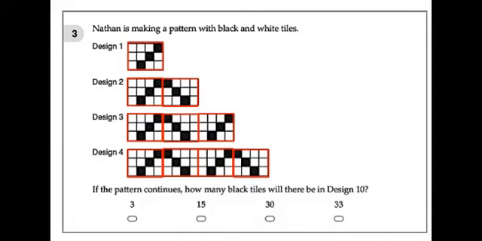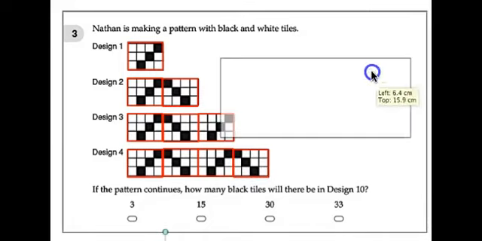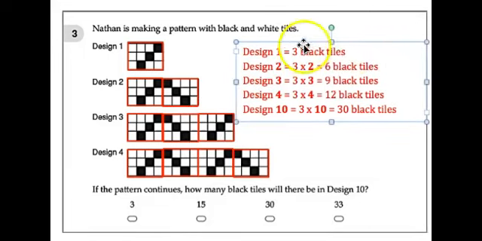just having a look at how many black tiles we've got. For design 1 we have 3 black tiles. For design 2, which is this one, 1, 2, 3, 4, 5, 6, or 3 lots of 2, we have 6 black tiles. For design 3 we have 3 lots of 3 black tiles, which is 9 black tiles. Design 4 has 3 black tiles in each one, times 4, which is 12 black tiles.